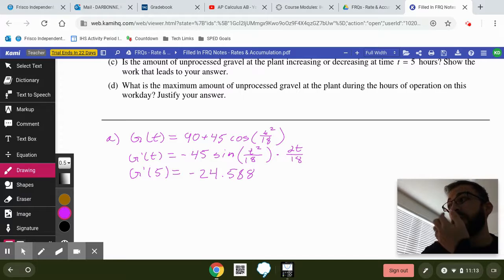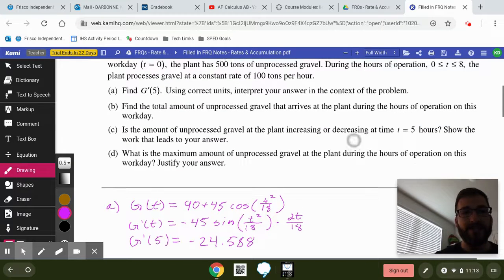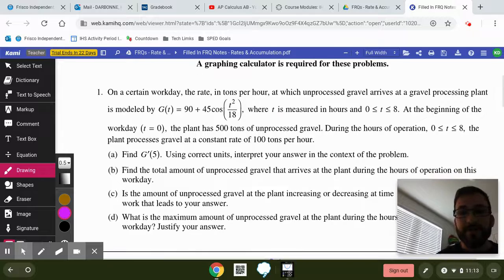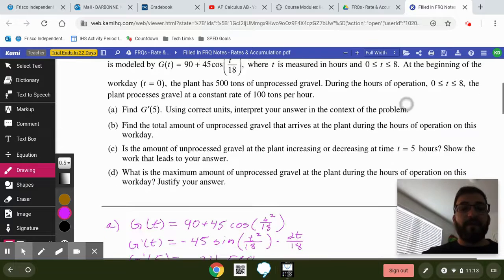So we found the derivative. Okay, so what does g of t actually represent? So g of t is the rate at which unprocessed gravel arrives at a gravel processing plant. Okay, so g of t is already a rate. So since we found the derivative of g of t, we found the rate of the rate. So think about it as the acceleration. We found essentially the second derivative.